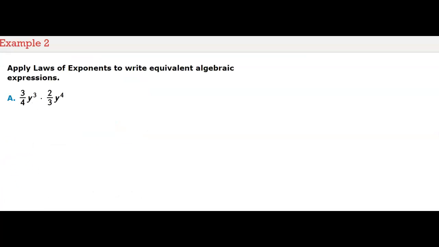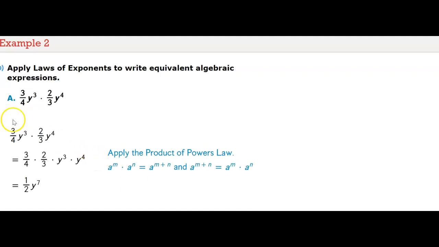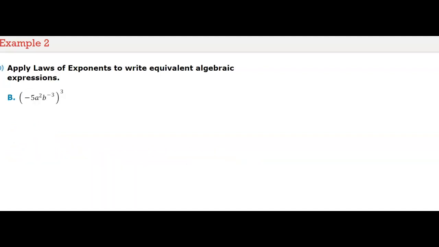Apply laws of exponents to write equivalent algebraic expressions. Part A. 3/4 times y cubed times 2/3 times y to the 4th power. All right, so they break it down here, where you put your fractions together, then you get your y's together, and then you simplify and use the product of powers law. So we have to add the exponents here for the y, and then you evaluate the 3/4 and 2/3.